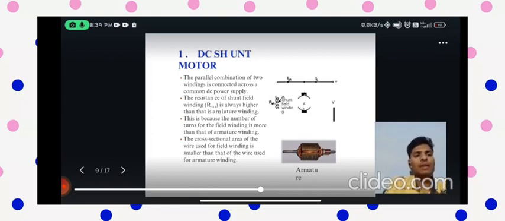In the image given, you can see clearly the armature. It is surrounded with the coils. Above is a circuit diagram. You can see the shunt field winding RSH.